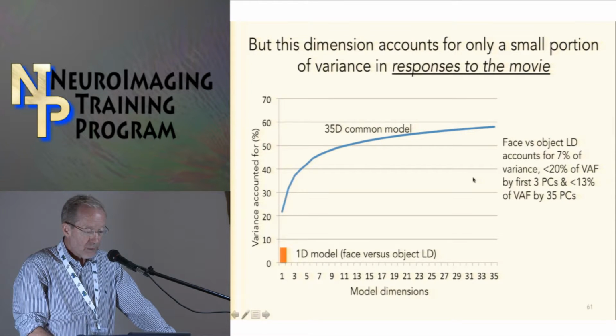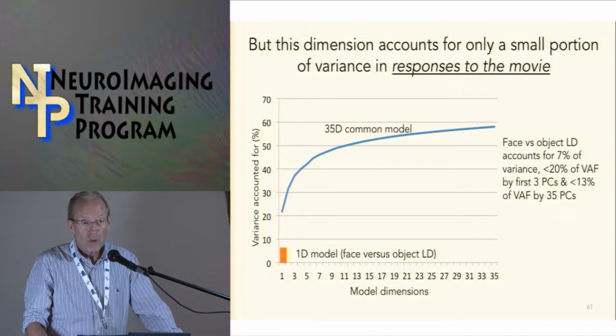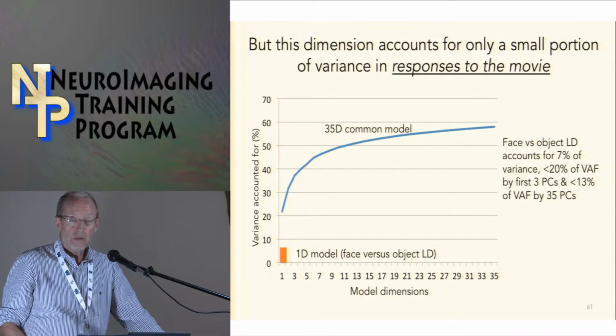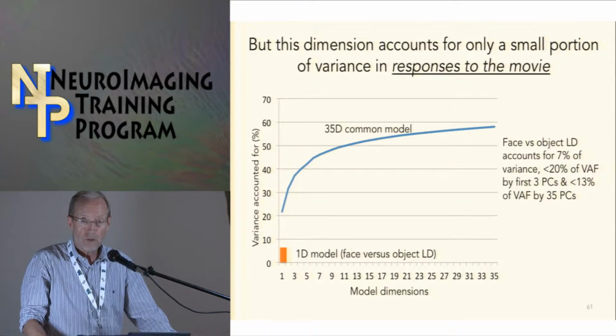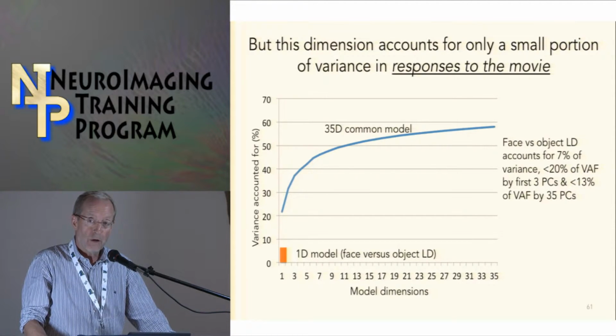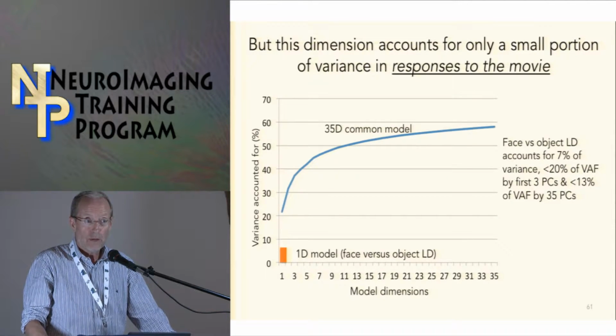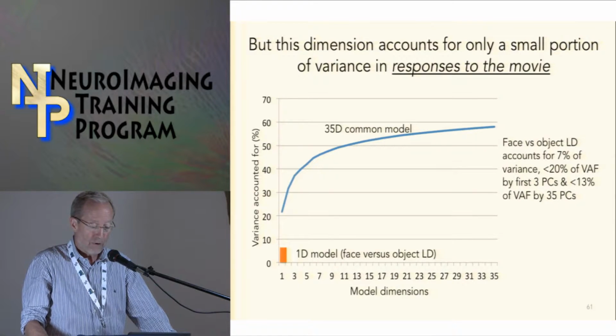So the face versus object linear discriminant accounts for 7% of the variance, less than 20% of the variance accounted for by the first 3 PCs in this complicated space, and less than 13% of the variance accounted for by all 35 PCs. So it's a much more complicated space than is captured by something like faces versus objects, or animate versus inanimate, or the Animacy continuum. A single dimension just isn't accounting for very much.